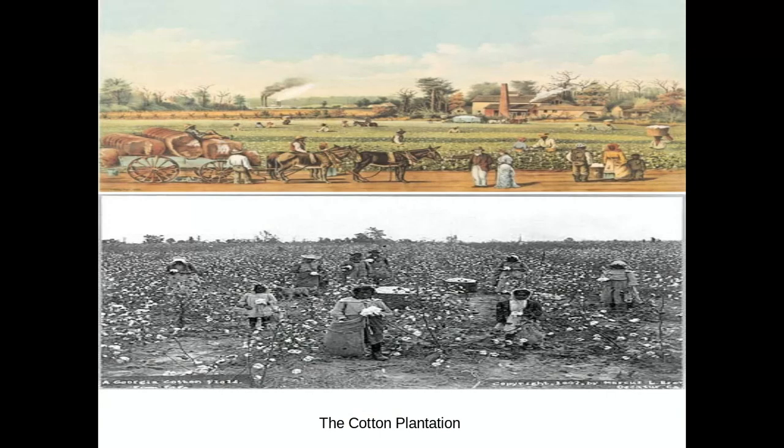The first pictures you see here are two of cotton plantations. One is an artist rendering, and the other is an actual photograph. Cotton will become the cash crop of the South in the 1800s, and unfortunately, as a result of cotton becoming the king cash crop, slavery is going to increase.